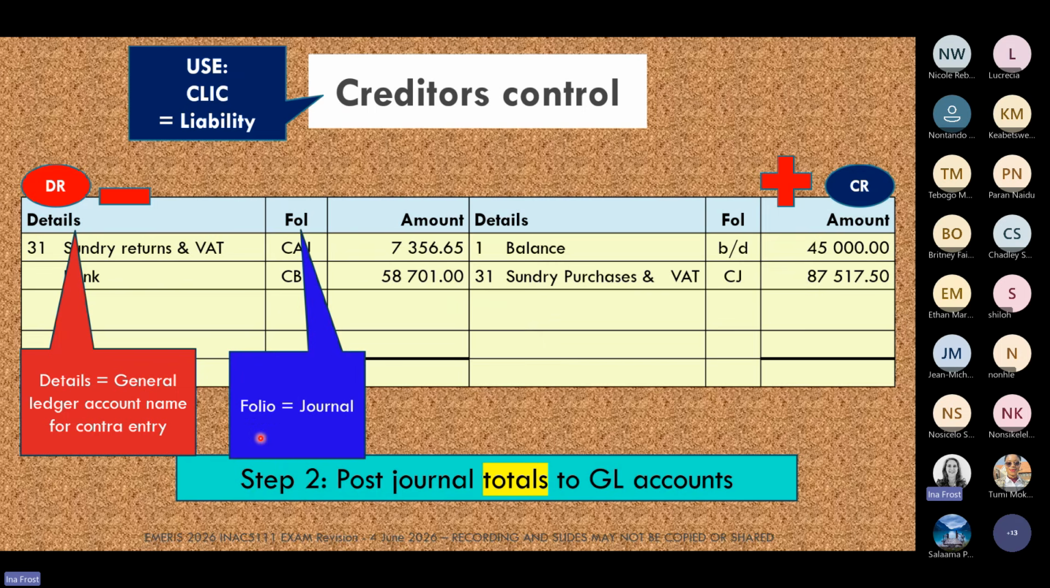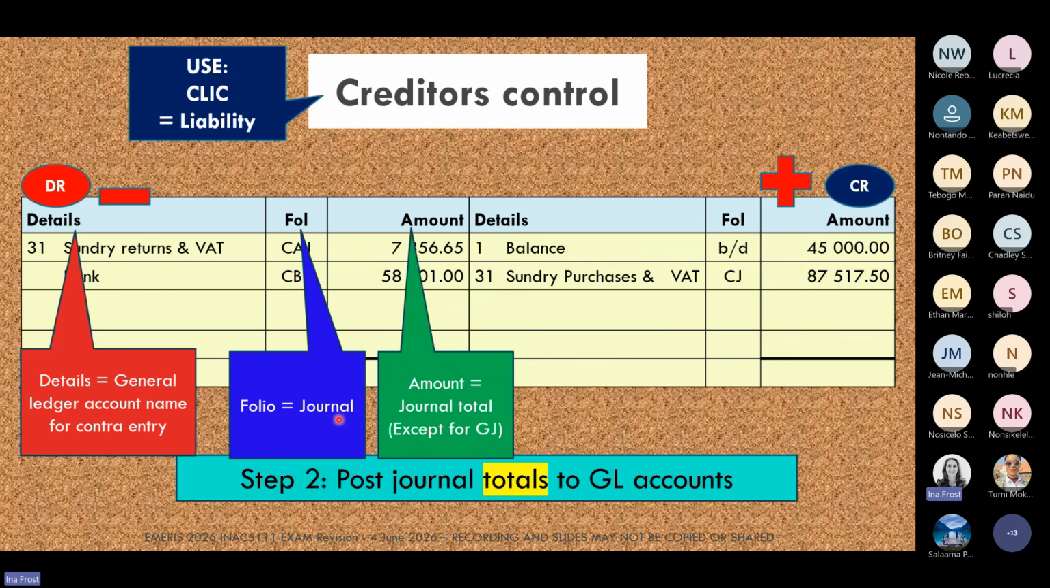Under folio, we're looking for the abbreviation of the journal where you found the entry. And please don't leave out your folios. Folios are another way to get easy marks in an assessment. And we get so sad when students just leave the whole folio column blank and, in other words, are just throwing away good marks. And your amount, remember, that is going to be the total from the journal, except for your general journal or for your sundry amounts.